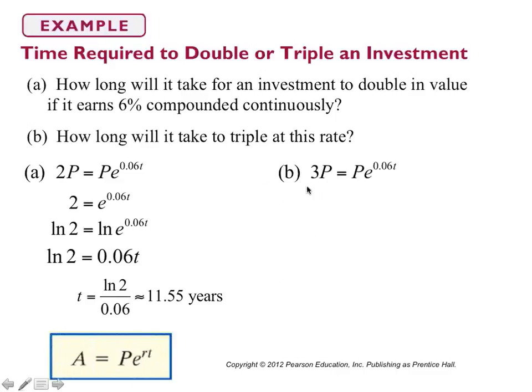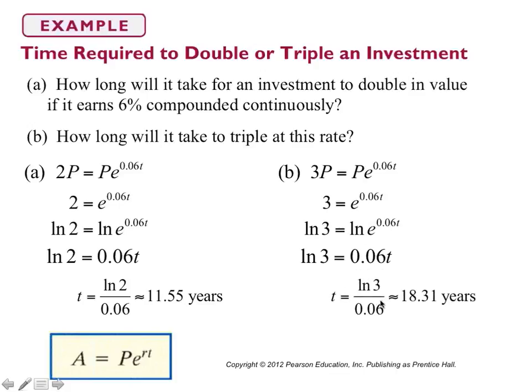And if we want it to triple, we just substitute 3P in instead. So it's the same process. We divide both sides by P, we take the natural log, we move our exponent out front, and since we have ln of e, that just goes away because that's just 1. Then divide by 0.06. So it's just ln of 3 divided by 0.06, which is going to take a little longer, about 18.31 years, in order for it to triple.